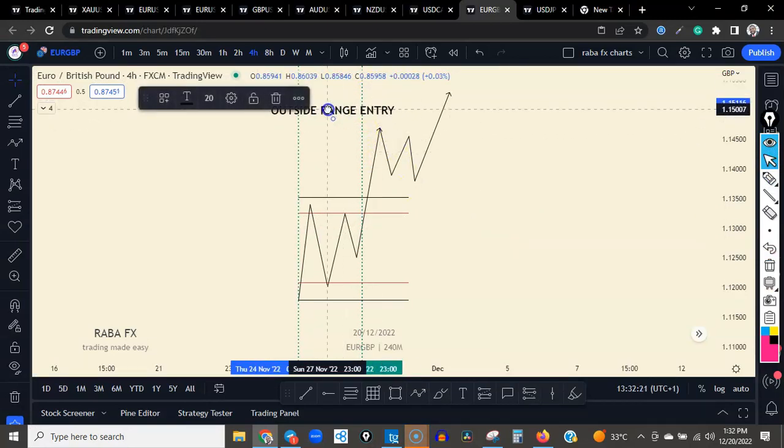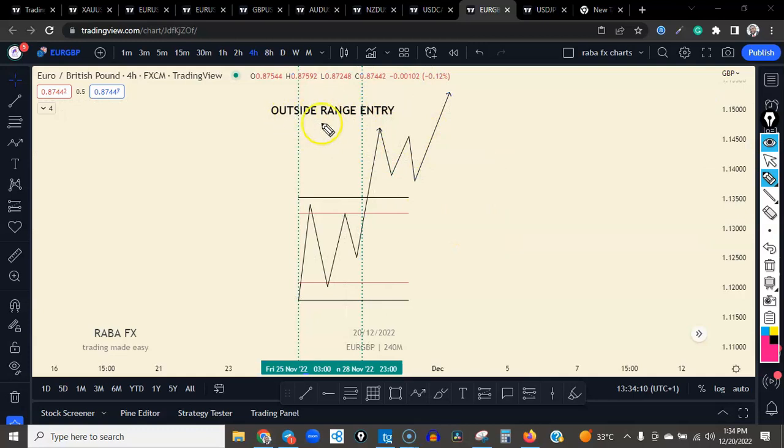This entry model, I call it outside range entry. Now, with the outside range model, you don't need to wait for price to come back in here for you to start looking for a way to buy. Because once you understand market structure, you can see a move up, a retracement, we need a retracement, and then we need to pick up.